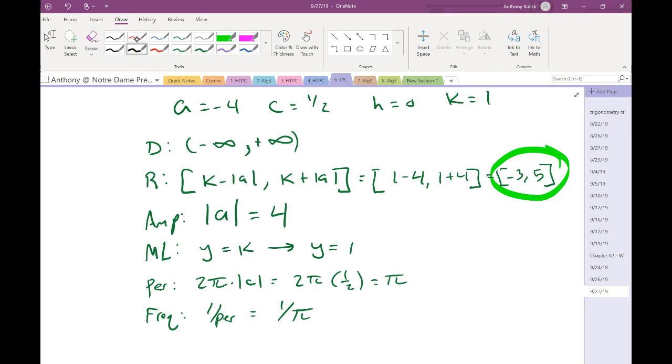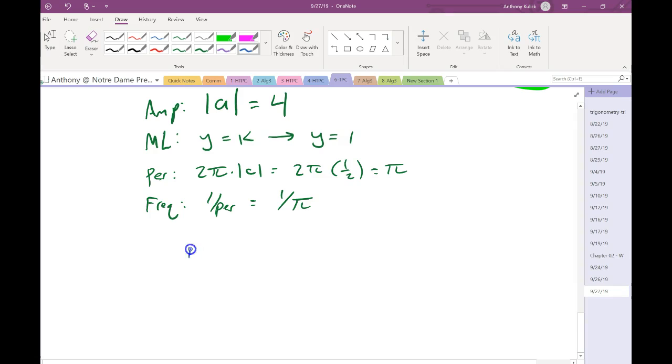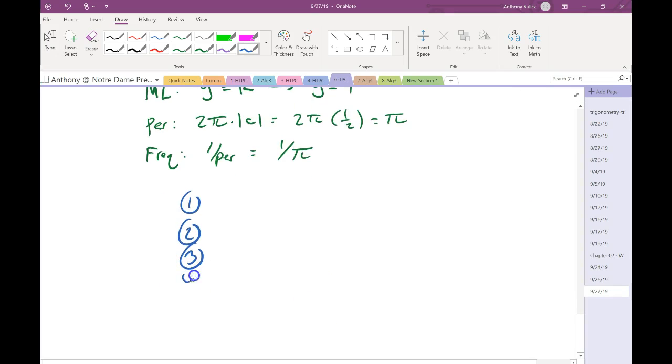Okay. So we still have one thing more to do in this problem. I asked you to describe the transformation. So when I say that, I'm talking about writing down the 1, 2, 3, 4, 5, 6. So 1 and 2 are about C, 3 and 4 about A, 5 is about H, and 6 is about K.